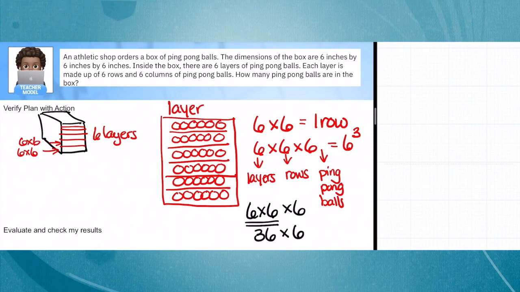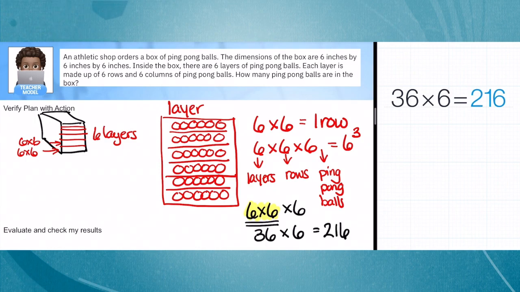That's the first part I did. I'm even going to highlight it so we know this is what we did. 6 times 6, and that gave us 36. And now we just have to do 36 times 6. For time's sake, I'm just going to do this with my calculator. And I'm going to get 216.